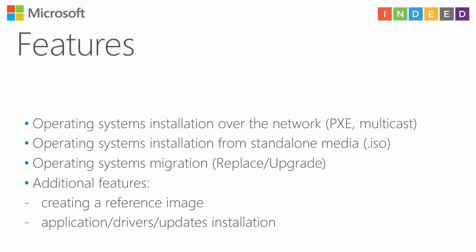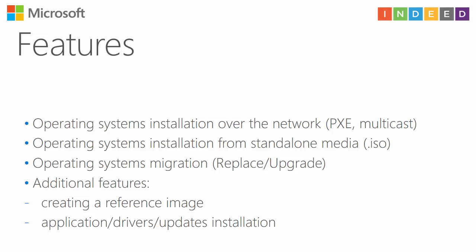About features, MDT can automate the operating system installation process over the network, and MDT can install the operating system from standalone media. MDT can prepare standalone media ISO files, so you can feel free to use a DVD or USB stick for operating system installation. Also, MDT can migrate your operating system, for example, from Windows 7 to Windows 8 or from Windows 7 to Windows 10. You can replace your operating system or you can upgrade it.